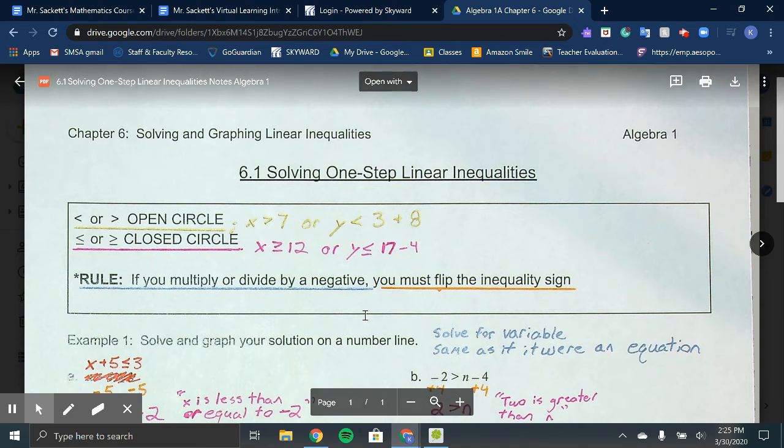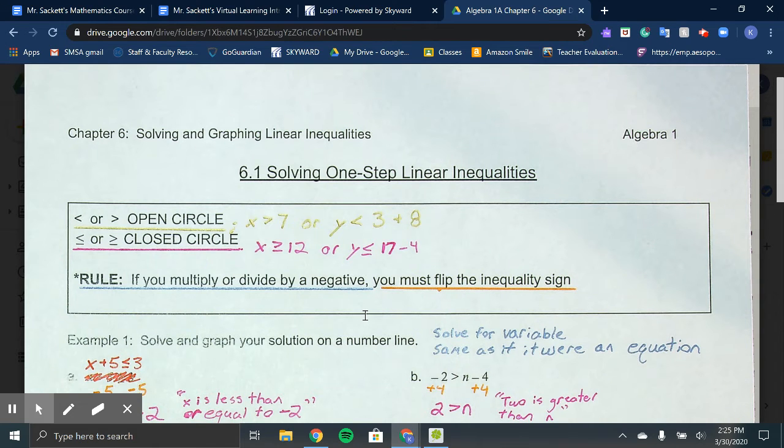Hello and welcome to lesson 6.1, solving one-step linear inequalities for Algebra 1. A couple of notes to begin with before we start this lesson: this is the first one of our virtual term for this class.